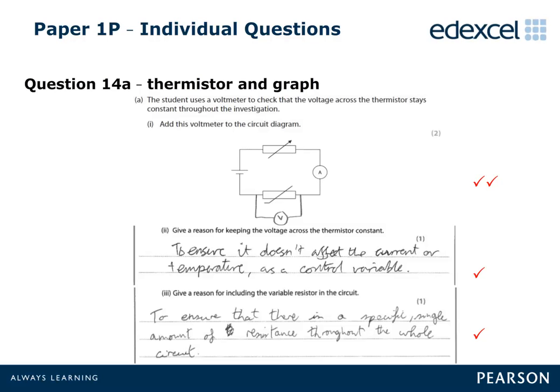The last question was designed to start at a fairly low level, but to get harder quite quickly. Most students were able to show how the voltmeter should be connected to the circuit. Fewer could give reasons for maintaining constant voltage or including the variable resistor. There were some good responses, however. These examples come from the work of 3 different students.